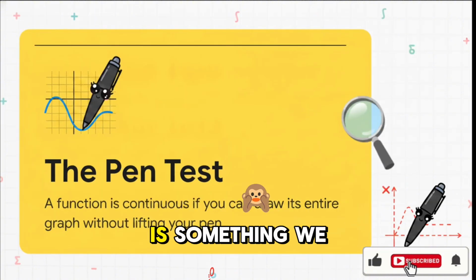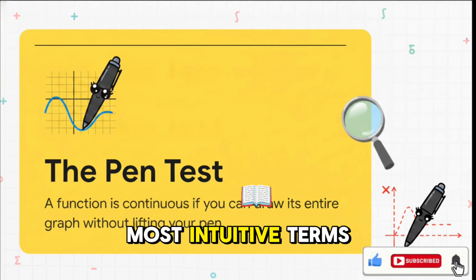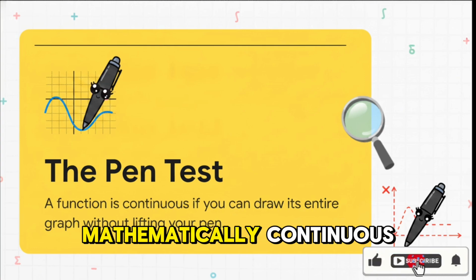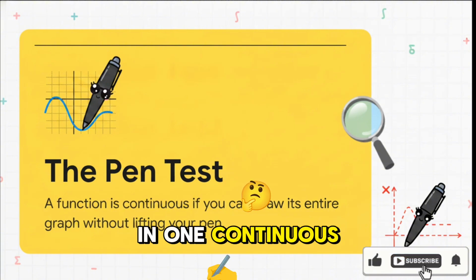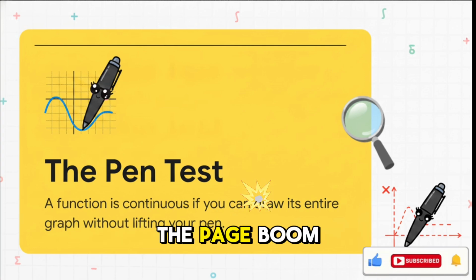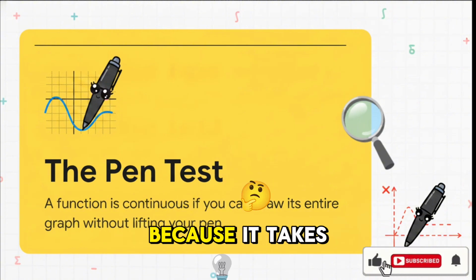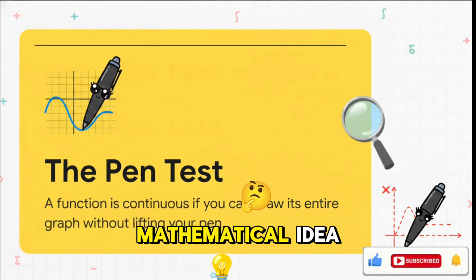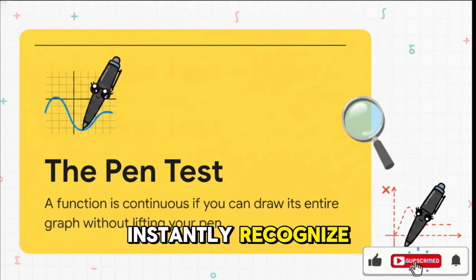The secret here is something we can call the pen test. So in the absolute simplest, most intuitive terms imaginable, a function is mathematically continuous if you can draw its entire graph without ever lifting your pen from the paper. Like if the ink flows seamlessly in one continuous, unbroken motion across the page, boom, the function is continuous. But if you have to lift that pen up to jump to a new point or skip over a gap, bam, it's discontinuous. It's great because it takes this super abstract mathematical idea and grounds it in a physical, highly visual reality that you can instantly recognize.